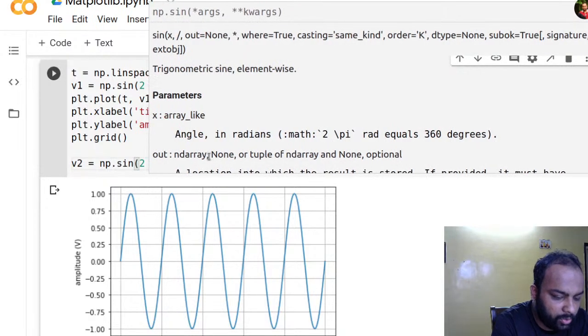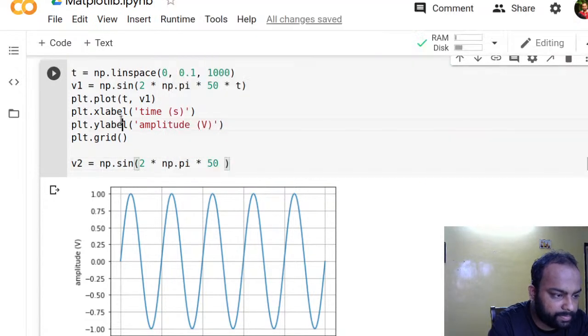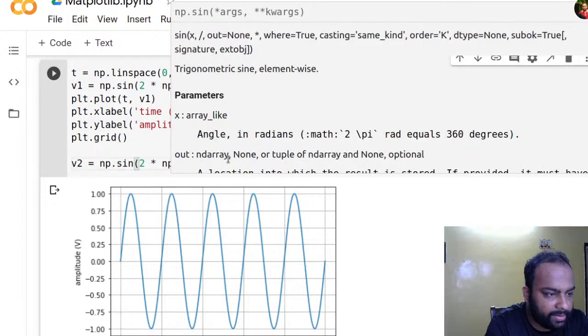So np.pi, 50, and of course start t, and let's add a phase angle.